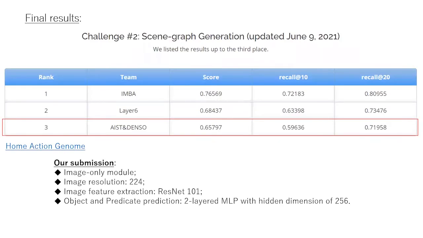Here is the result of our final submission. For our final submission, we implemented an image-only module with 224 image resolution. And for image feature extraction, we used ResNet 101. And for object and predicate prediction, we used two layered MLP with hidden dimension of 256.